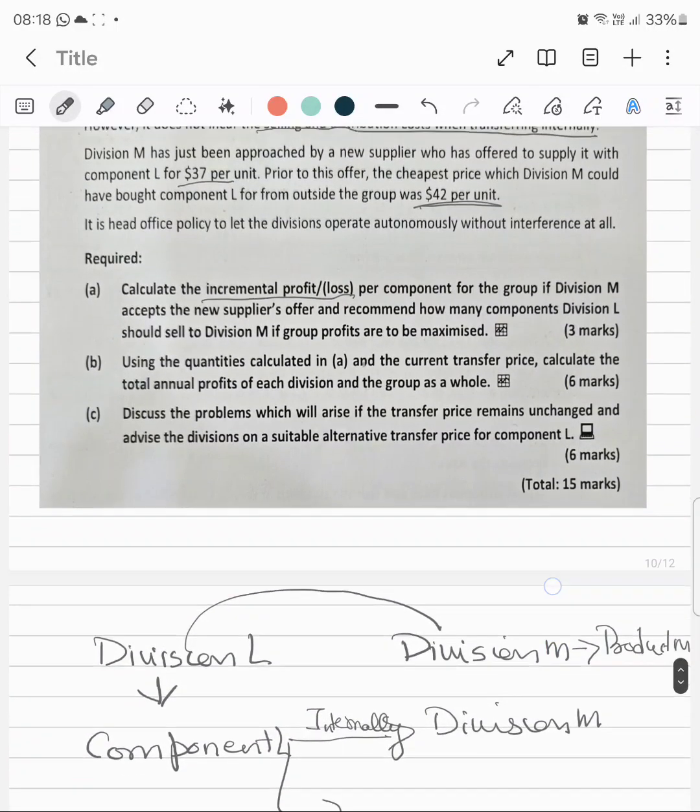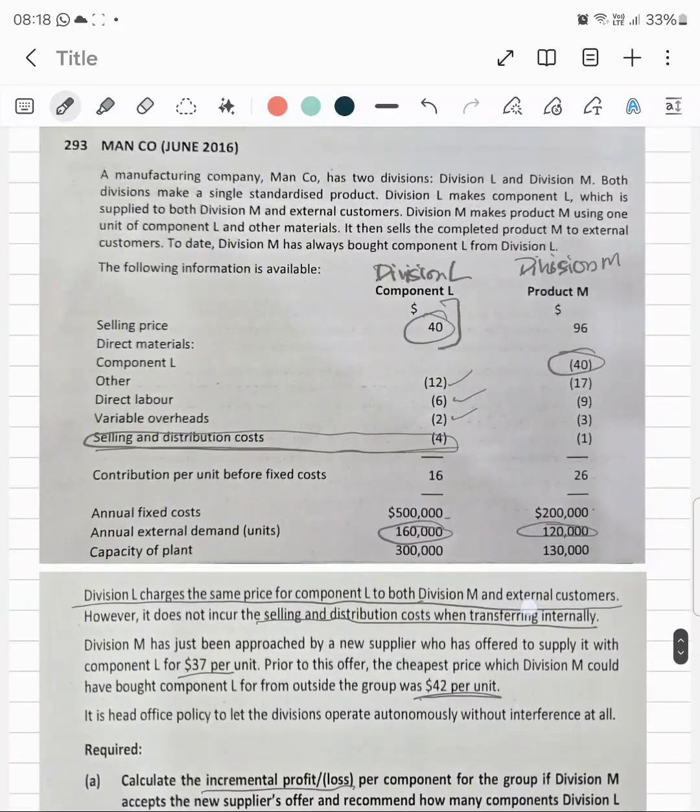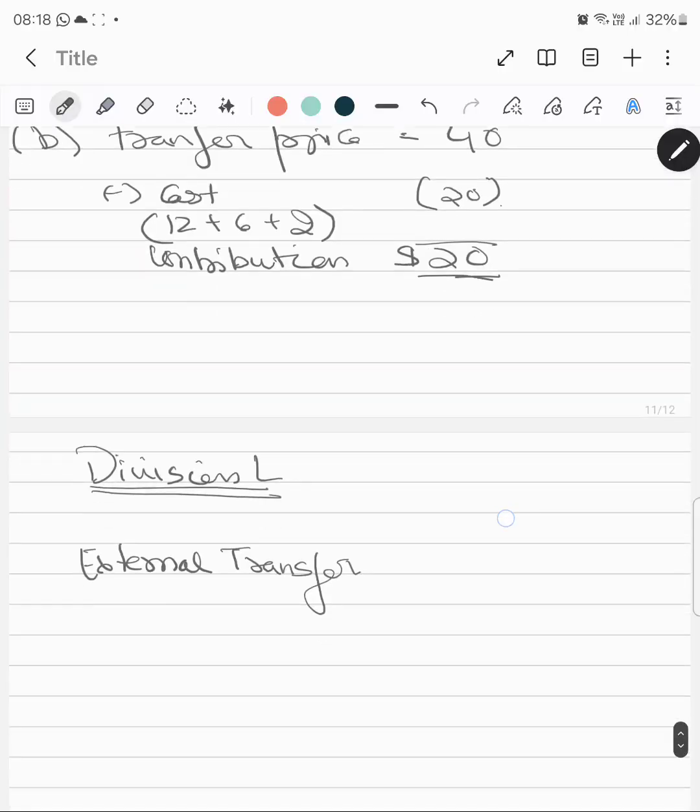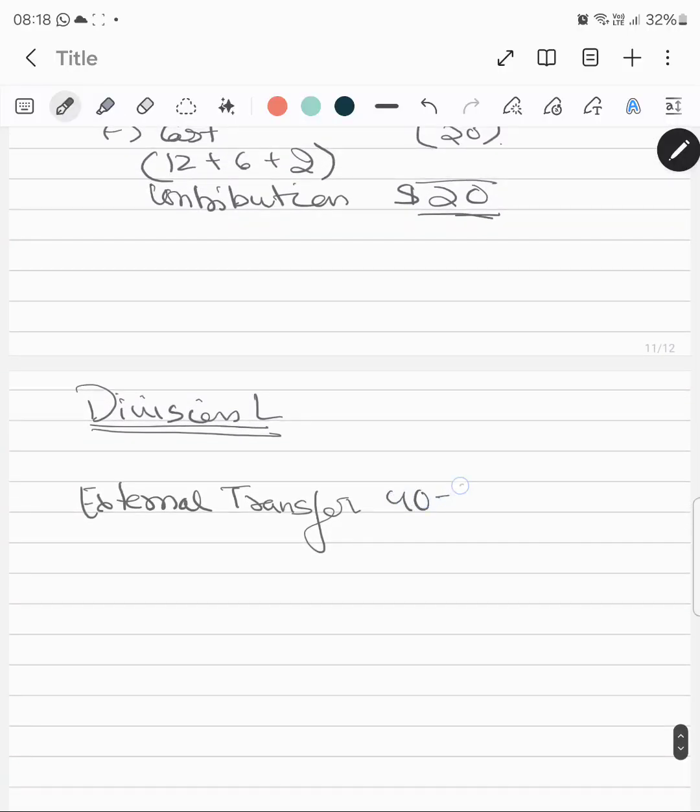Now for division L, if it is making external sales, how much will be the cost? If it is making the external sales, then the cost would be 16, because selling and distribution would be included in case of external sales, so the variable cost would be 16, and the selling price as given in the question is the same for the external customers as well. So 40 minus 16, it would give you contribution.